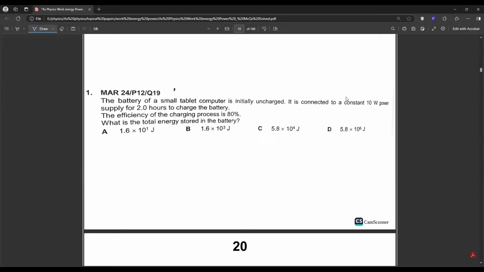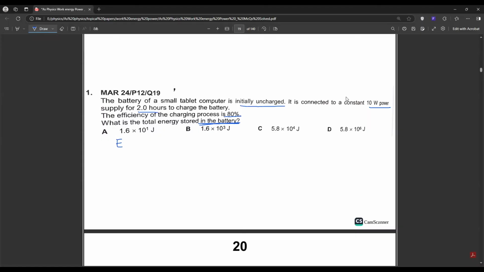The battery of a small tablet computer is initially uncharged. It is connected to a constant power 10 volts supply for 2 hours to charge the battery. The efficiency of the charging process is 80%. What is the total energy stored in the battery? You have to calculate the total energy stored in the battery.